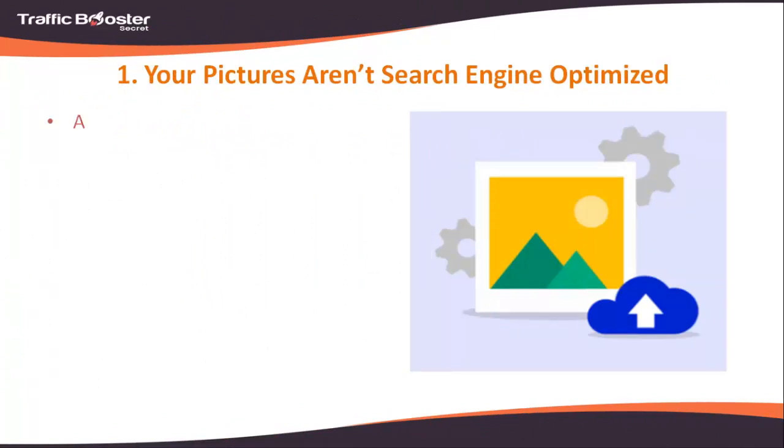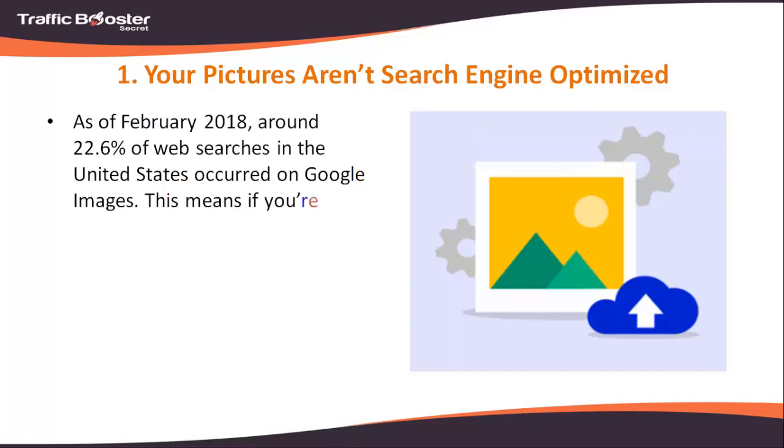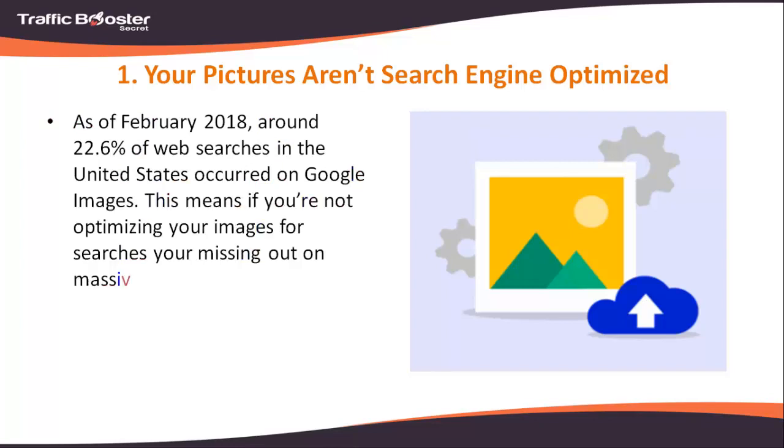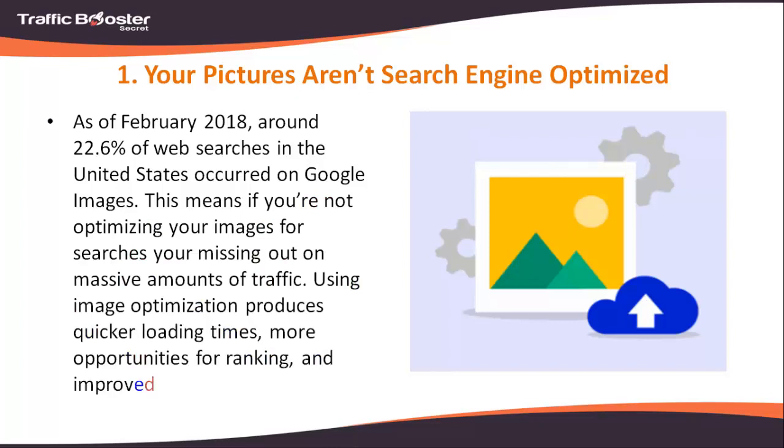1. Your pictures aren't search engine optimized. As of February 2018, around 22.6% of web searches in the United States occurred on Google Images. This means if you're not optimizing your images for searches, you're missing out on massive amounts of traffic. Using image optimization produces quicker loading times, more opportunities for ranking, and improved user experience.